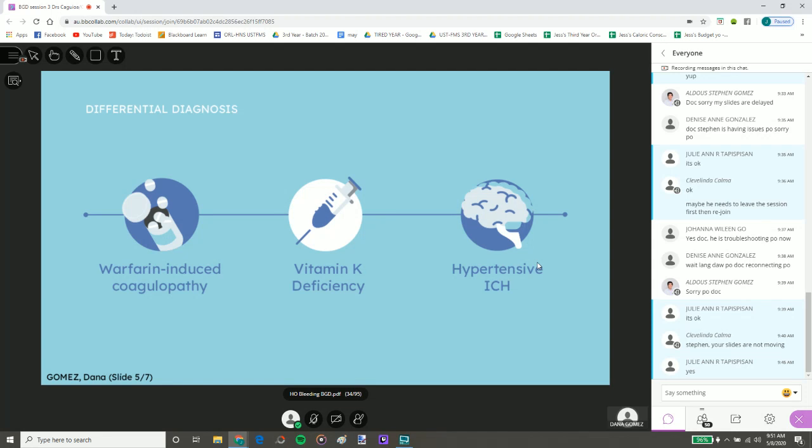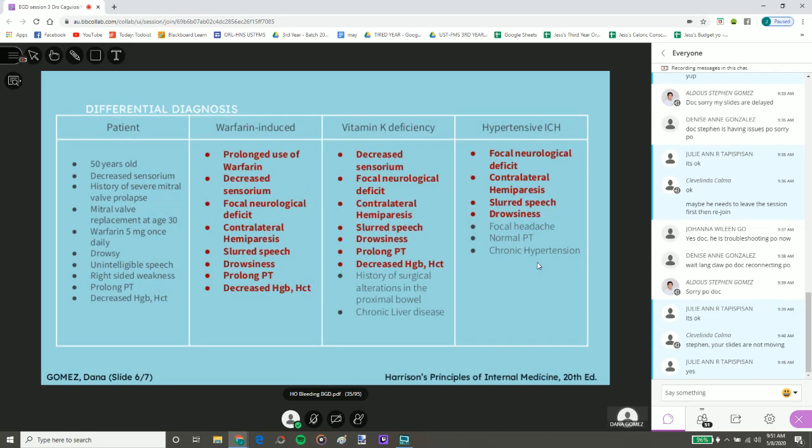So common causes of bleeding are factor and vitamin deficiencies and also coagulopathies. So for our differential diagnosis, we have warfarin-induced cerebral hemorrhage, vitamin K deficiency related to chronic liver disease or malabsorption syndrome, and hypertensive intracranial hemorrhage. So these three may all present with decreased sensorium, drowsiness, and focal neurological deficits such as contralateral hemiparesis and slurred speech.